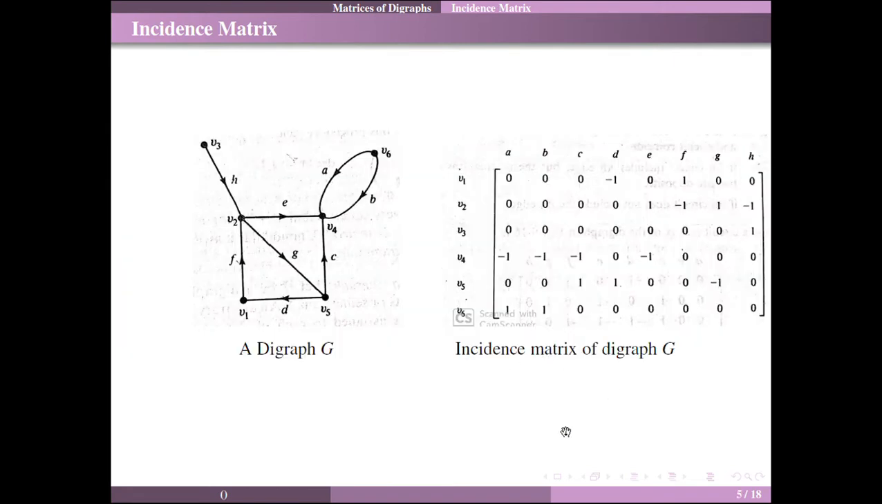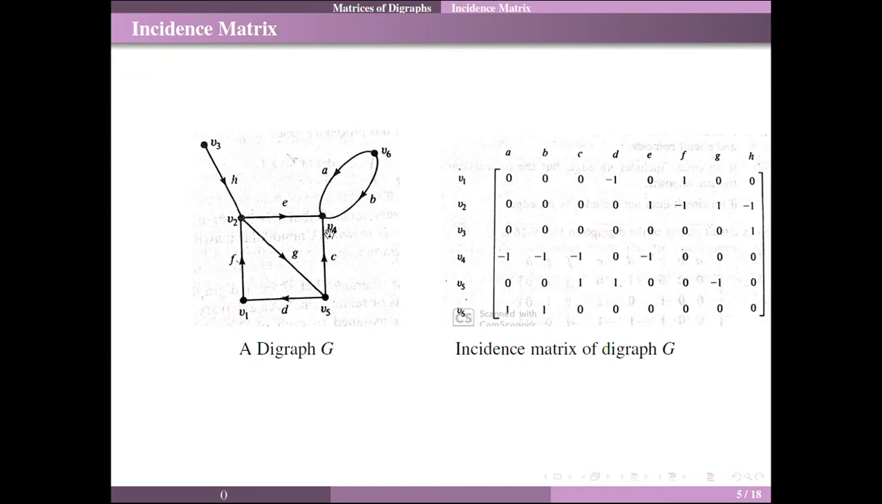Let us see an example here. For this digraph G given, we will see how to write the incidence matrix. Let us consider the vertex V1. We see that there are two edges. One edge, that is the edge D, is incident into V1, and the edge which is incident out of V1 is F. So the entry corresponding to D will be -1 and the entry corresponding to F will be +1. In the corresponding row for V1, the entry corresponding to D will be -1 and F will be +1.